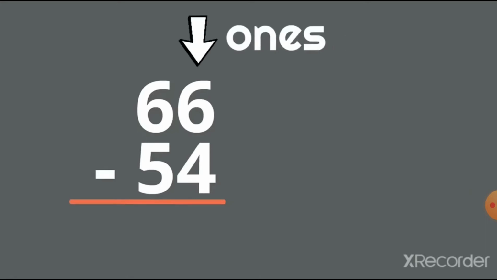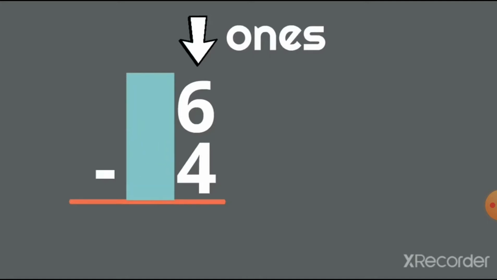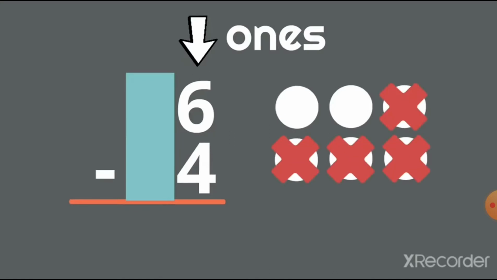Let's start with the ones column, students. Now here 6 minus 4. We should take the ones column first, which is the 6 and 4. This is the ones column, we are taking it first. So 6 minus 4, you can see this, we are just taking this column first. How much is it? Here is 6 dots, you can see, and we will cut 4 from it. How many are left now? We have just 2 circles there. So we will write 2 under the ones column. So I write 2 here.